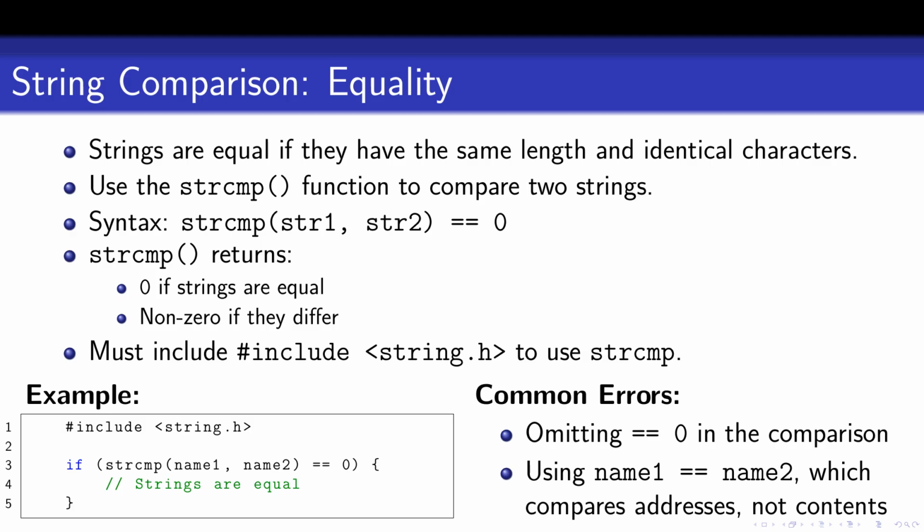To actually check whether two strings contain the same characters, use the strcmp function from the string.h library. This function returns 0 if the strings are equal and a non-zero value otherwise. So a typical equality check would look like strcmp(str1, str2) == 0. One frequent mistake is forgetting to include the == 0, which leads to always treating strings as unequal.